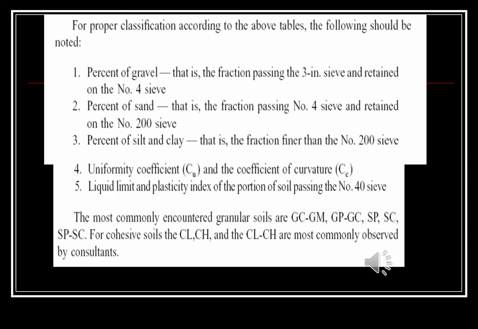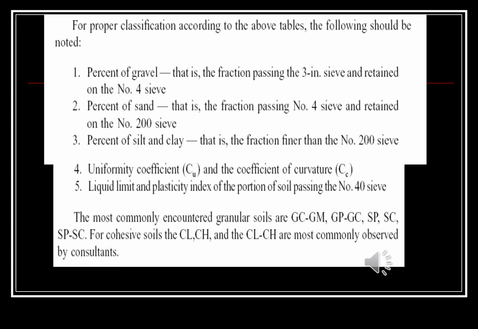For the broad classification of soils according to the above tables, the following should be noted. Number one is the percentage passing of the gravel, the fraction passing the 3 inch sieve and retained on the number 4 sieve. Passing of sand is the fraction passing the number 4 sieve and retained on the number 200 sieve. Passing of the silt and the clay is the fraction finer than the number 200 sieve. Number four, the uniformity coefficient Cu and the coefficient of curvature Cc. And number five, liquid limit and the plasticity index of the portion of the soil passing the number 40 sieve.